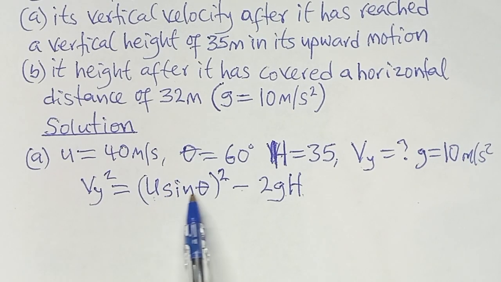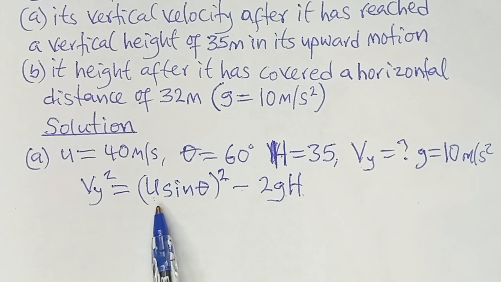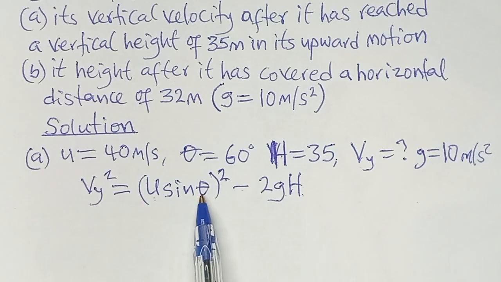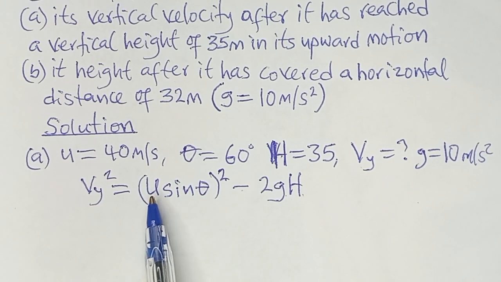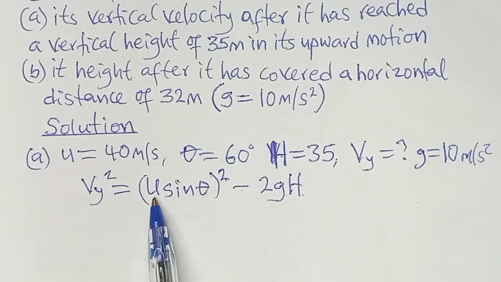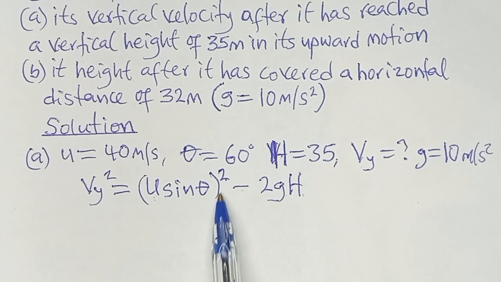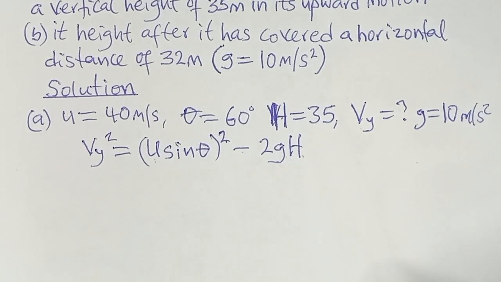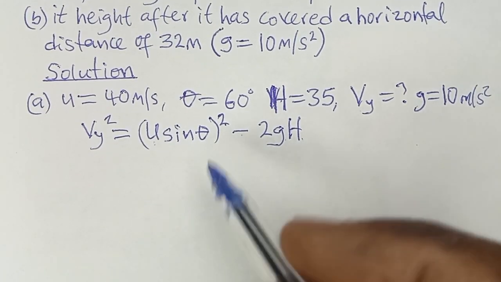Now we are using sine theta because we have to take the vertical component of the velocity. This time it is not projected vertically upward, rather it is projected at an angle to the horizontal. So that's why we are adding sine theta to get the vertical component of its velocity, and that is what we have to use in the equation. So I can go on by substituting values.